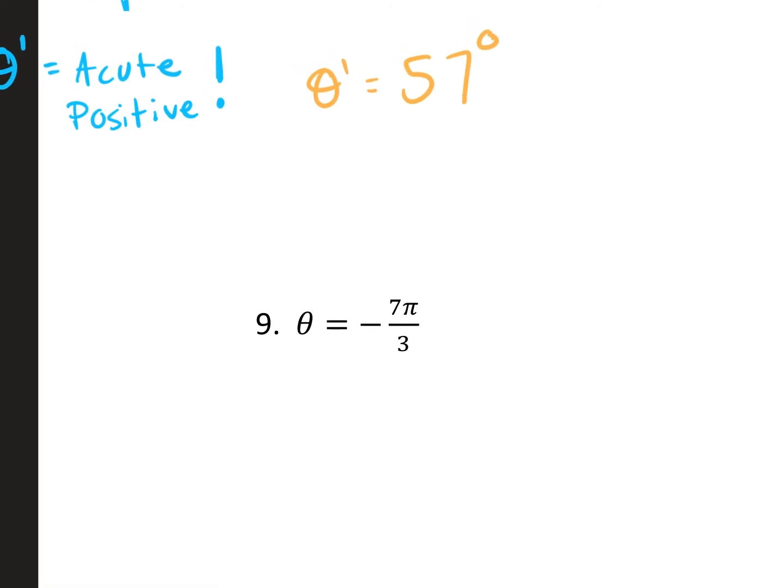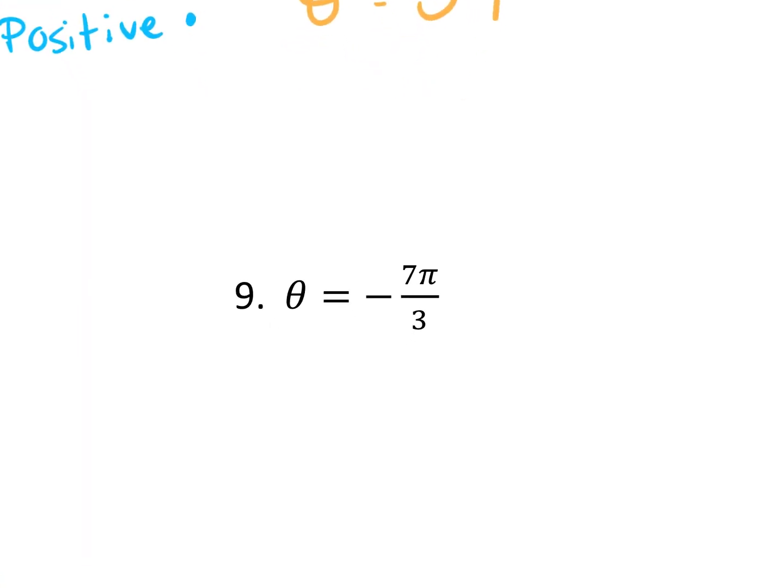For number 9, how do I know where negative 7 pi over 3 is? I have to change it to degrees, so I multiply it by 180 over pi. Pi's cancel, 3 goes into 180 60 times. So I have negative 7 times 60, which would be negative 420.